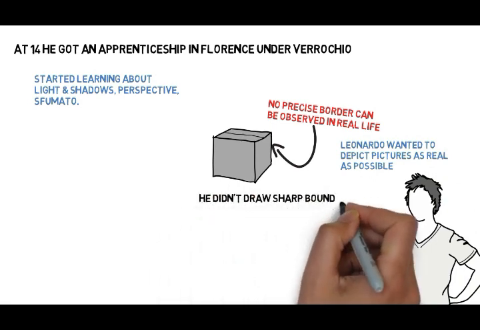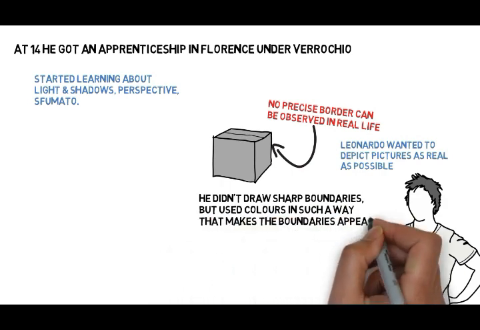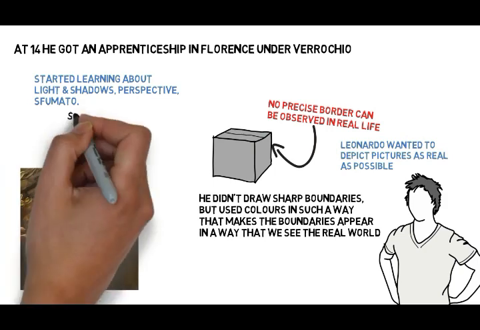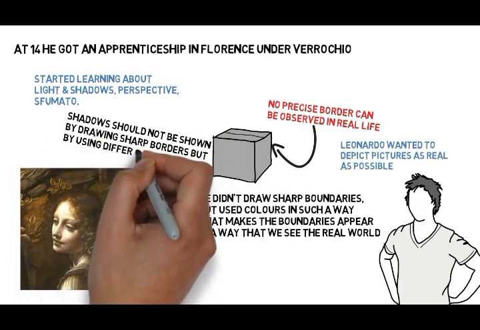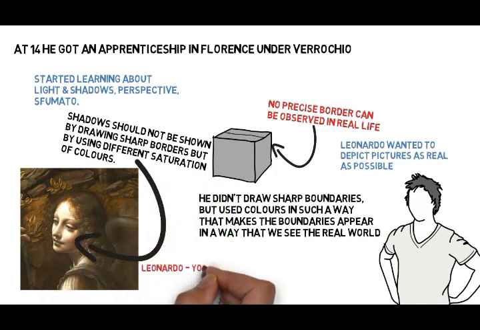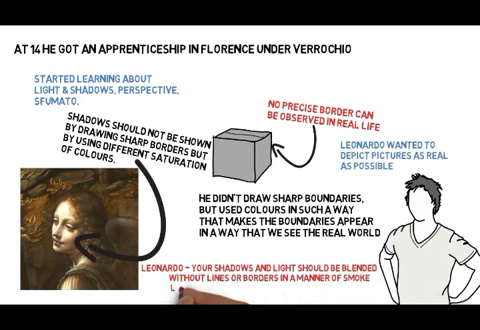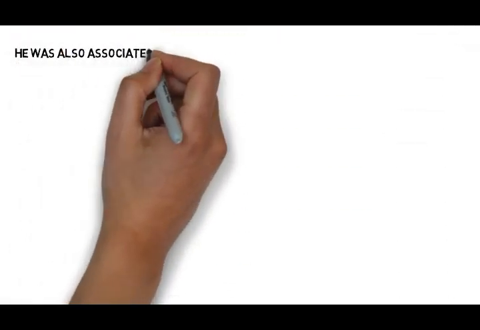He didn't draw sharp boundaries of the subjects. He rather colored his subjects in such a way that the saturation of the color became fainter and fainter as it approached its boundaries. Also, more importantly, the shadows of the subject on itself cannot really be distinguished by sharp boundaries. It is done only with the interplay of light and shadows, making the painting seem real. Leonardo said, "Your shadows and light should be blended without lines or borders, in the manner of smoke losing itself in air." There in Florence, he was also associated with pageantry and plays.